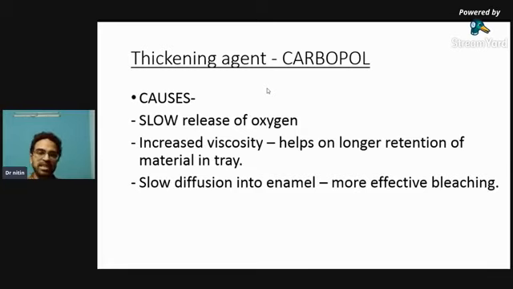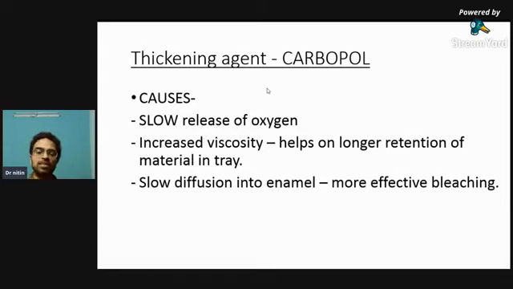this high viscosity helps in longer retention of the material in the tray in terms of home bleach, and also when we do in-office bleach, so that the solution stays on the teeth for a longer period of time in terms of home bleach, and for at least half an hour in terms of office bleach. So it maintains that viscosity. When the viscosity is maintained, slowly and steadily the active components of hydrogen peroxide and carbamide peroxide diffuse into the enamel and then perform this bleaching action.